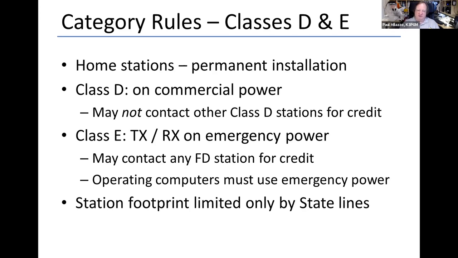So Class D is on commercial power. Class E means that you're running your transmitting and receiving equipment, again, on emergency power. Any computer you use to operate it has to be on emergency power. Again, that does not apply to any other equipment or any other computers, only the ones that are operating the radios. As far as I can tell from reading the rules, there is no restriction on the size of a station under Class D or E.